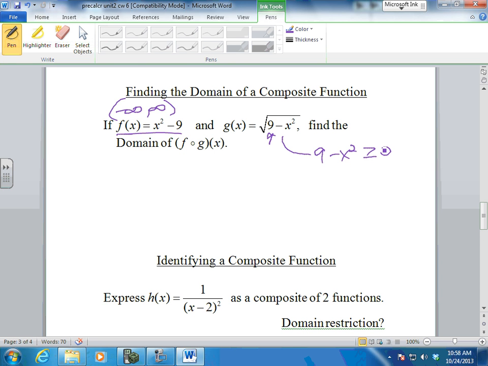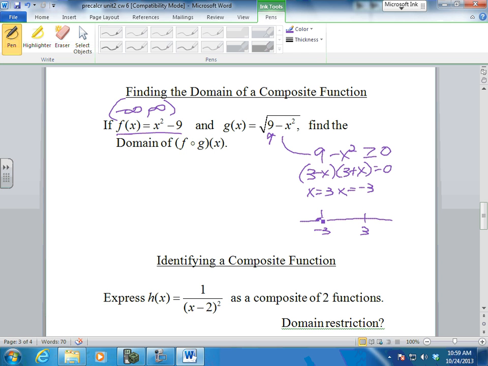Now, it's a quadratic. So it makes a parabola, right? Which way is it going to open? Down. So we know we've got a restriction in our domain somewhere. So now I know to factor this. Think these things out. Because otherwise you're going to stare at it and say, what do I do with that? Don't add 9 to the other side and take the square root. You will end up with the roots, but then you have to put that on your number line. So x is 3 and x is negative 3. Put these on your number line.